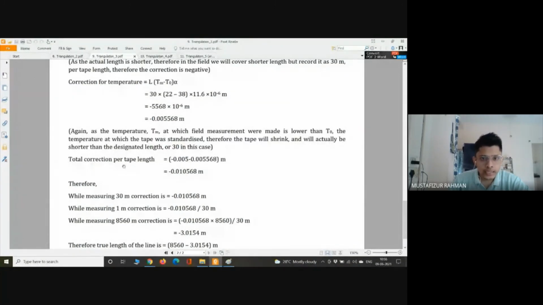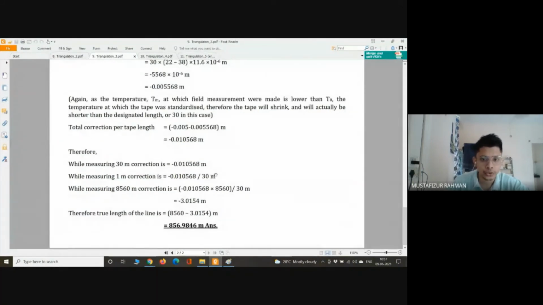Now, total correction per tape length is this much. Okay, we are not doing other correction, pull and all, because that is not provided as per our questions. Data of pull, data of weight of the material, these are not provided. That is why we are assuming those corrections are not required in this question. If they were required, the data would have been provided to us. So correction per tape length is this much.